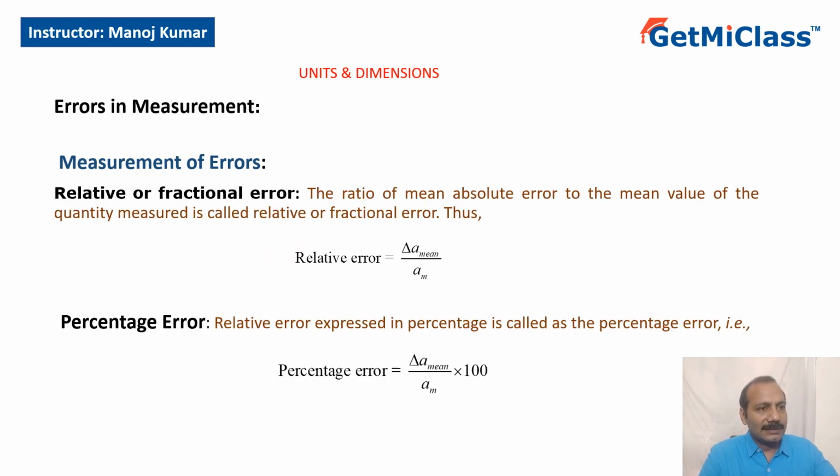After that, we have relative or fractional error. As we saw in the last slide, the mean of all absolute errors is called mean absolute error. Now, the ratio of mean absolute error and the mean value of the quantity measured is called relative or fractional error. Or in simple words, mean absolute error divided by true value gives me the relative error. This relative error can be converted into percentage error by multiplying by 100. So this is how we find relative errors, percentage errors, and absolute error.